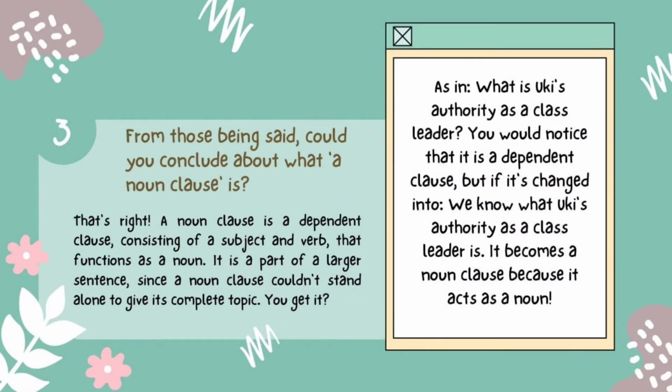From this being said, could you conclude what a noun clause is? That's right. A noun clause is a dependent clause consisting of a subject and verb that functions as a noun. It is a part of a larger sentence, since a noun clause couldn't stand alone to give its complete topic. You get it? As in, what is Uki's authority as a class leader? You would notice that it's a dependent clause. But if it's changed into we know what Uki's authority as a class leader is, it becomes a noun clause because it acts as a noun.